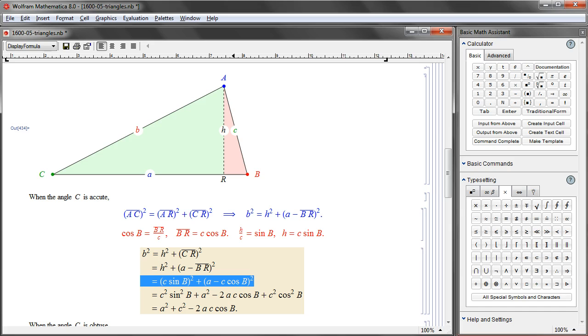Take the complete square and make this observation. Sine squared plus cosine squared is equal to 1, so c squared sine squared B plus c squared cosine squared B is equal to just c squared times 1. The others, a squared minus 2ac cosine of B, stay the same, and what we have is the desired result. b squared is equal to a squared plus c squared minus 2ac cosine of capital B.